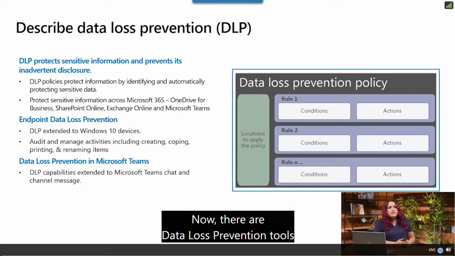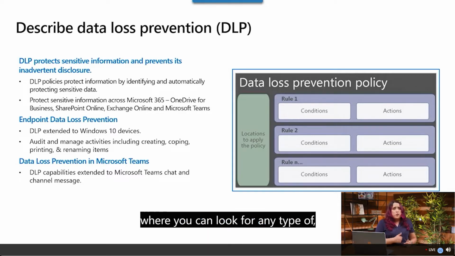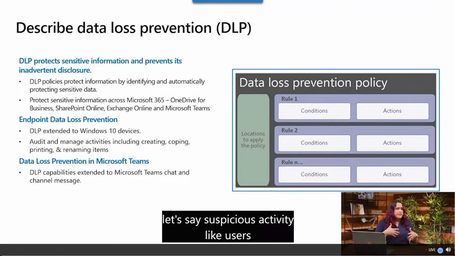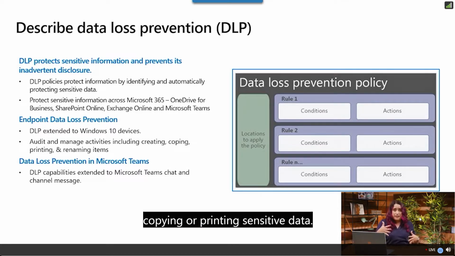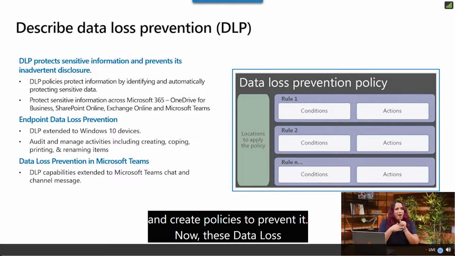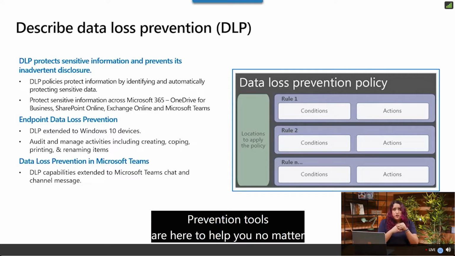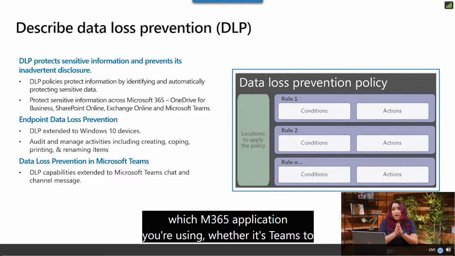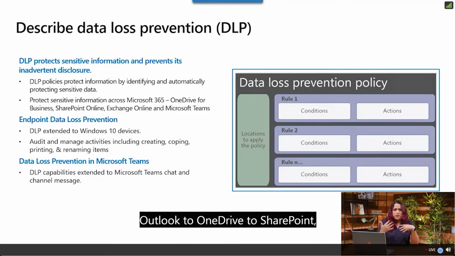Now, there are data loss prevention tools where you can look for any type of, let's say, suspicious activity, like users copying or printing sensitive data. That way, you can take all of that data and create policies to prevent it. Now, these data loss prevention tools are here to help you no matter which M365 application you're using, whether it's Teams, Outlook, OneDrive, or SharePoint.